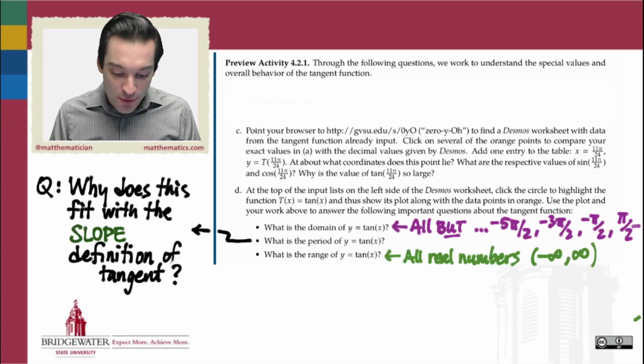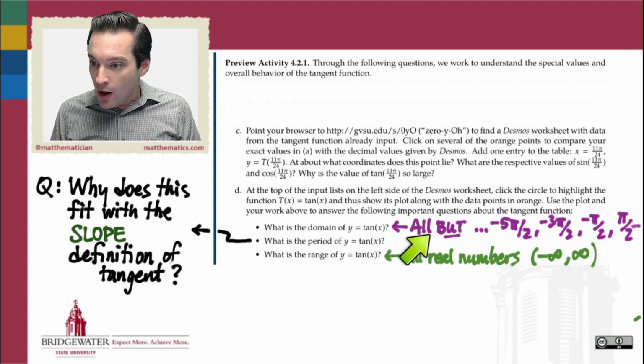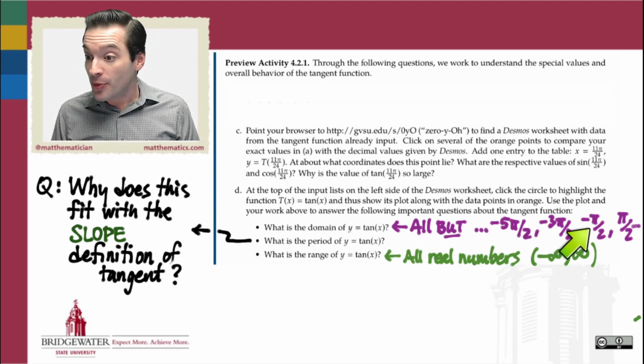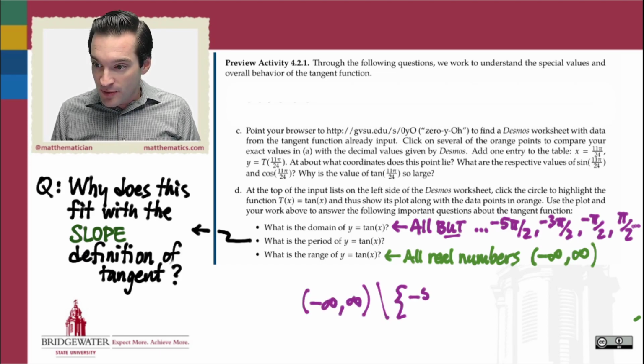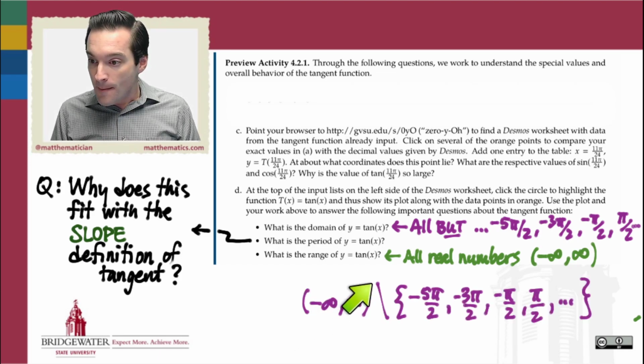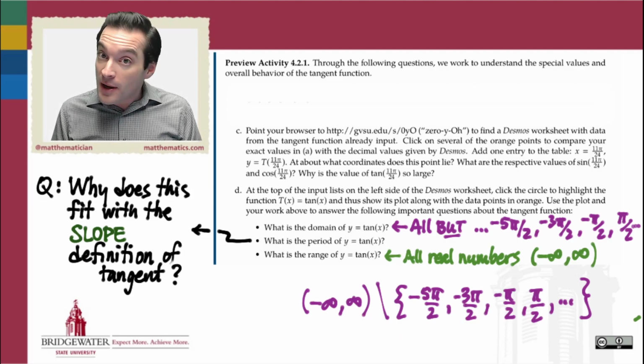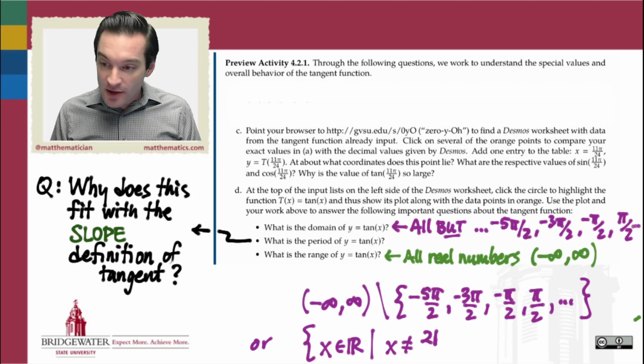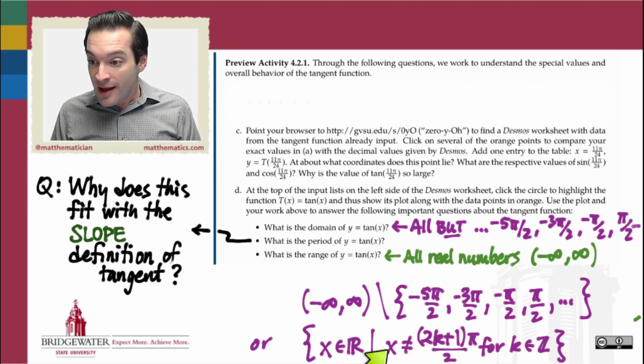I would recommend not getting too wrapped up in this, but one way we can write all but the odd half integer multiples of pi would be to write minus infinity to infinity, all real numbers, minus, this is how we subtract one set from another set, the set consisting of those odd half integer multiples of pi. Or another way, using set builder notation, would be to say that this is the set of all x's that are real numbers, such that x is not equal to 2k plus 1 pi over 2 for integers k. So if k is an integer, then 2k plus 1 is an odd integer, and so this runs over all the odd half integer multiples of pi.